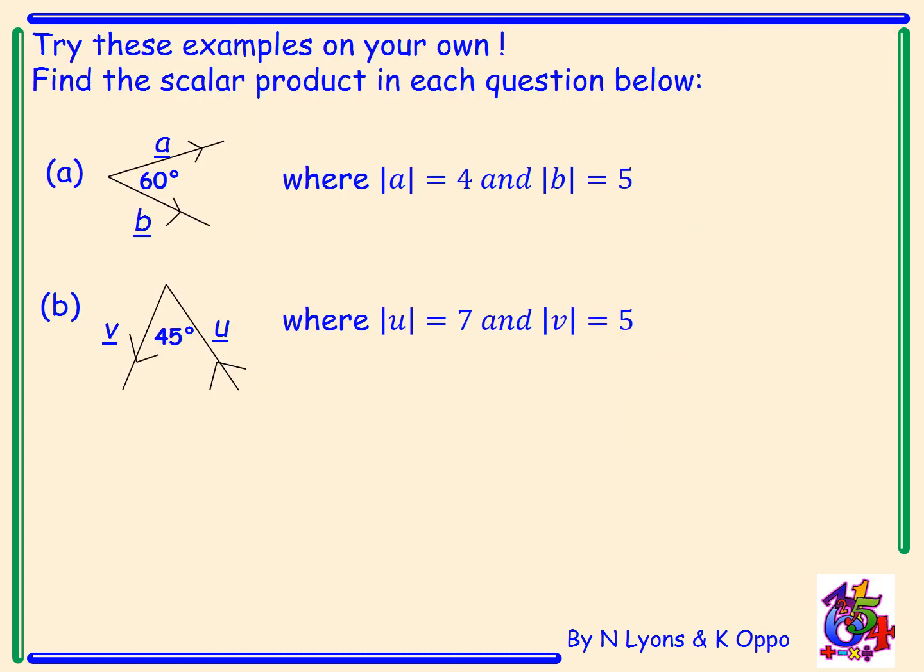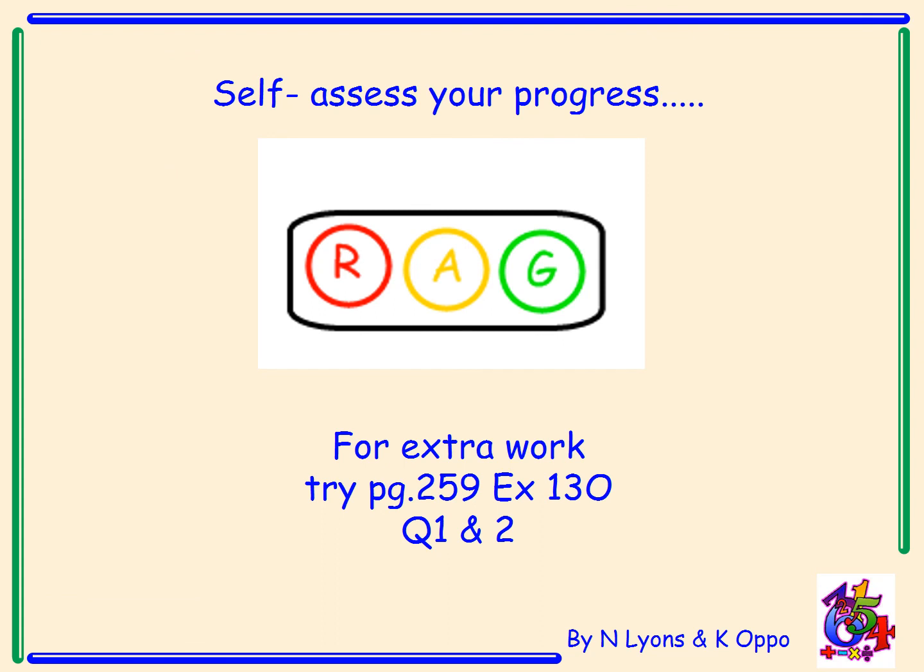Now try these examples on your own. Please pause the video. The answers are: for A, A dot B is equal to 10, and for B, u dot v is equal to negative 35 root 2 all over 2. If you would like some extra practice, please turn to page 259, exercise 13O, questions 1 and 2.